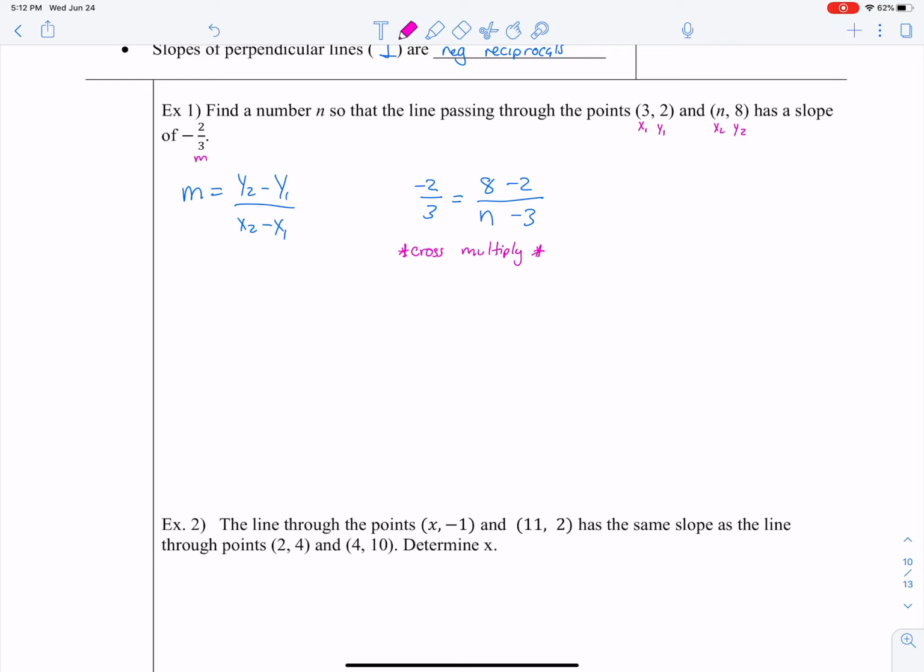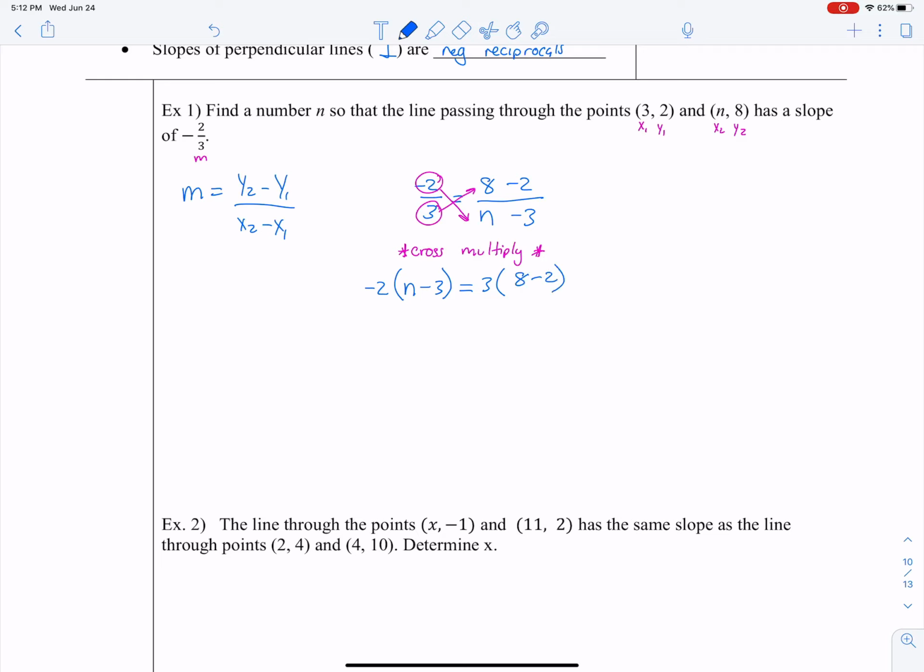Okay, so when we cross multiply, this number on the bottom is going to multiply this number up here. This number on the top is going to multiply this one down here. So when we do that, we get negative 2, and then we're going to open up our brackets. So negative 2 from up here, we open up our brackets, and we write n minus 3 inside, and then we'll write is equal to. We'll take this 3, and then 8 minus 2.